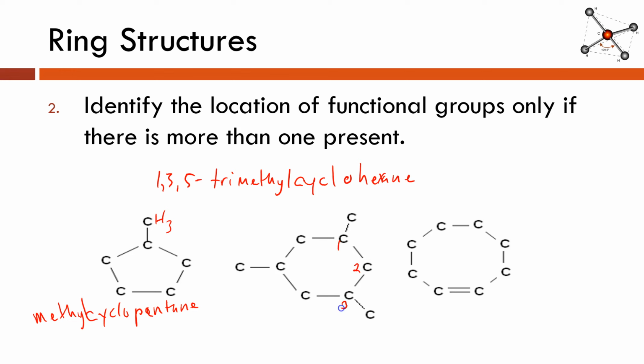1, 2, 3, 4, 5, 6. If you named it 2,4,6 trimethylcyclohexane, you've got the right idea. But again, we want to use the smallest possible locator numbers. 135 is less than 2,4,6.